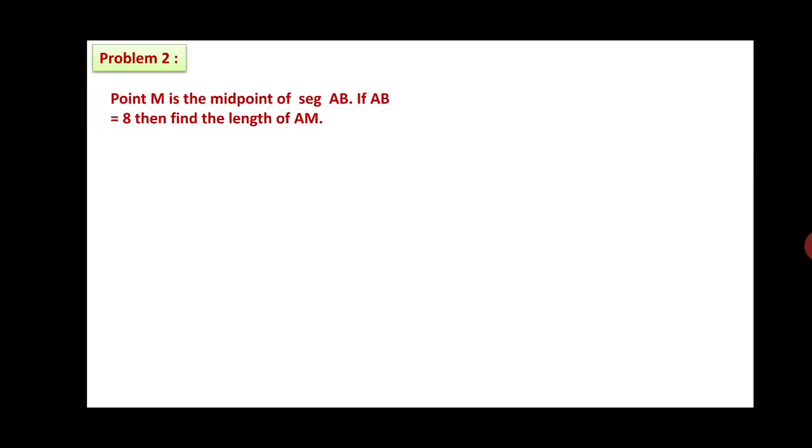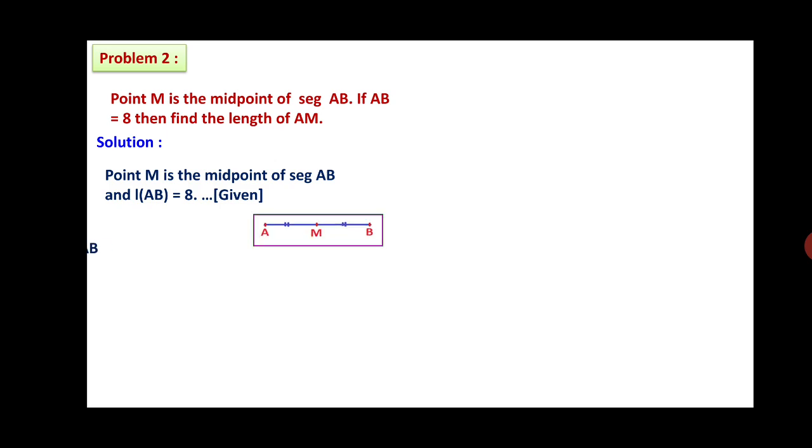We'll continue with the next problem number 2. Point M is the midpoint of the segment AB. If AB is 8, then you have to find out the length of AM. Friends, here point M is the midpoint of segment AB and length AB is equal to 8 as given. So figure will be like this. Here M is the midpoint of AB. AM and BM are congruent. So we have to calculate AM.